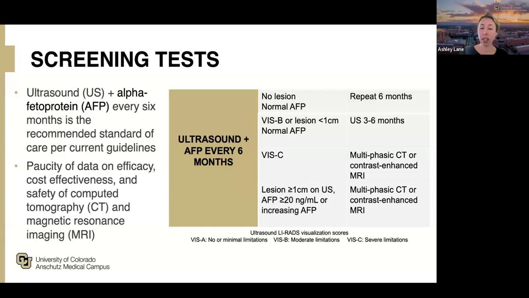If the visibility is very impaired, so there are severe limitations, obviously it's not a good test for screening. So that's when you want to get a CT or contrast-enhanced MRI to screen adequately. And then of course, if you see a significant lesion, so a lesion greater than or equal to a centimeter on ultrasound, or the AFP is elevated or progressively increasing, that's when you want to get the multiphasic CT or contrast-enhanced MRI. So the bottom line is those patients at risk for HCC should be getting imaging plus an AFP every 6 months.